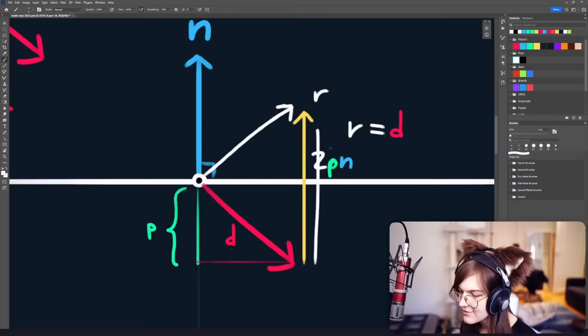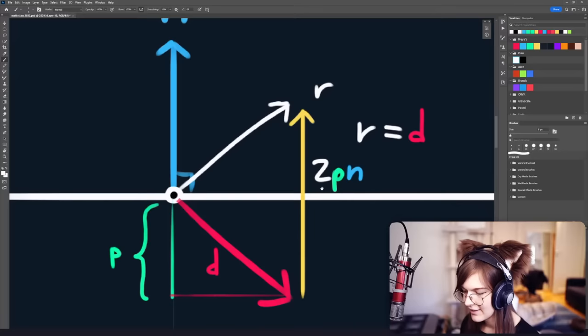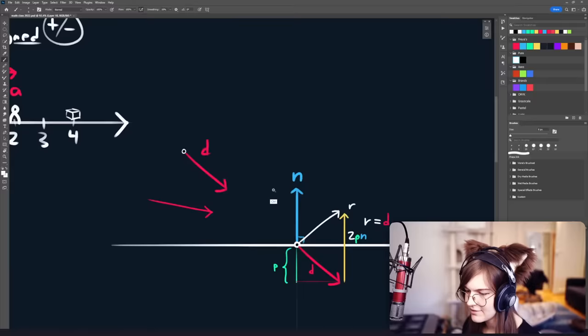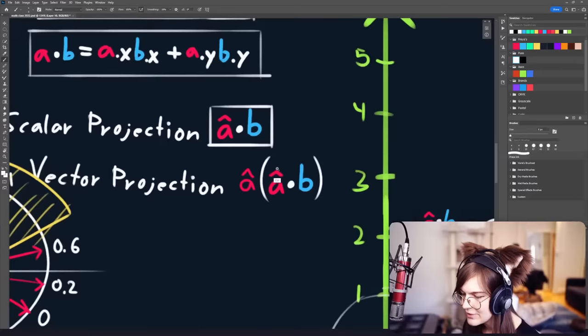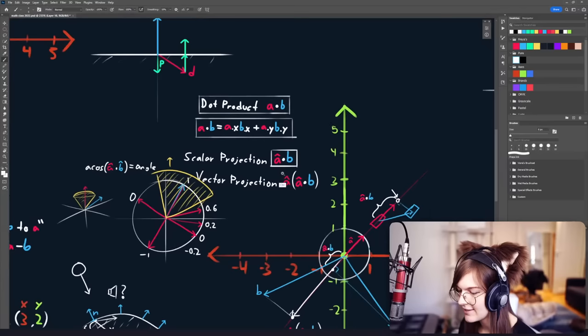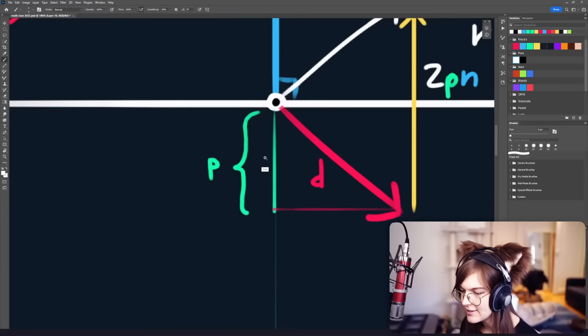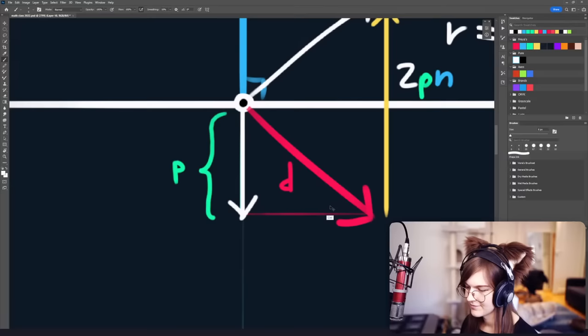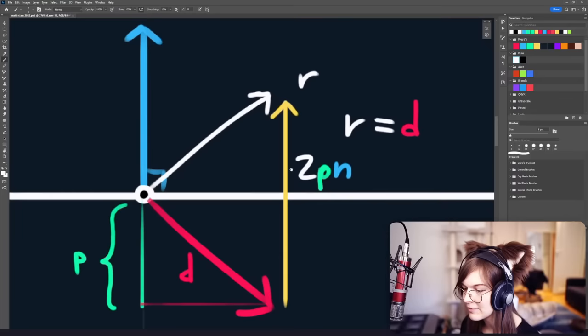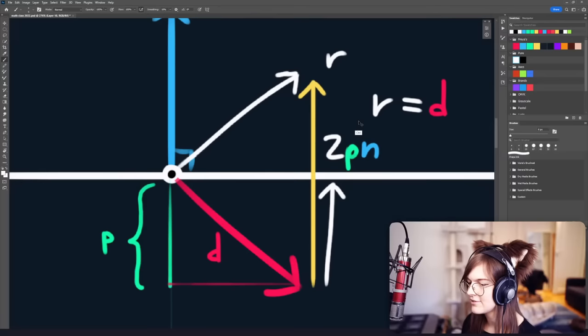So if we multiply by the normal, we're basically doing the vector projection. Scalar projection just gives us the signed distance, but vector projection gives us the vector at that distance offset. So 2pn, or rather pn in and of itself, gives us this vector. But that vector is pointing in the wrong direction if we want to go from here to here, so we're going to have to negate that. And then we also have to multiply by 2 because we want to move it twice, first up there and then up again to hit our reflected position.